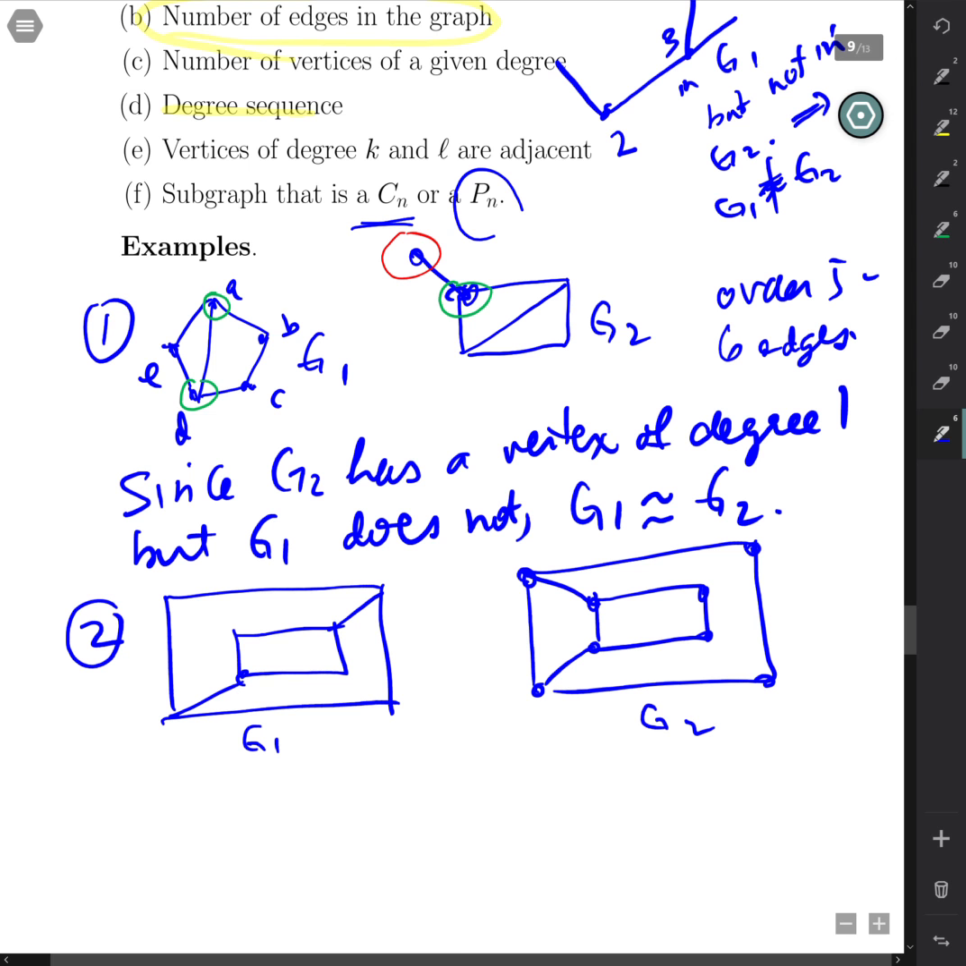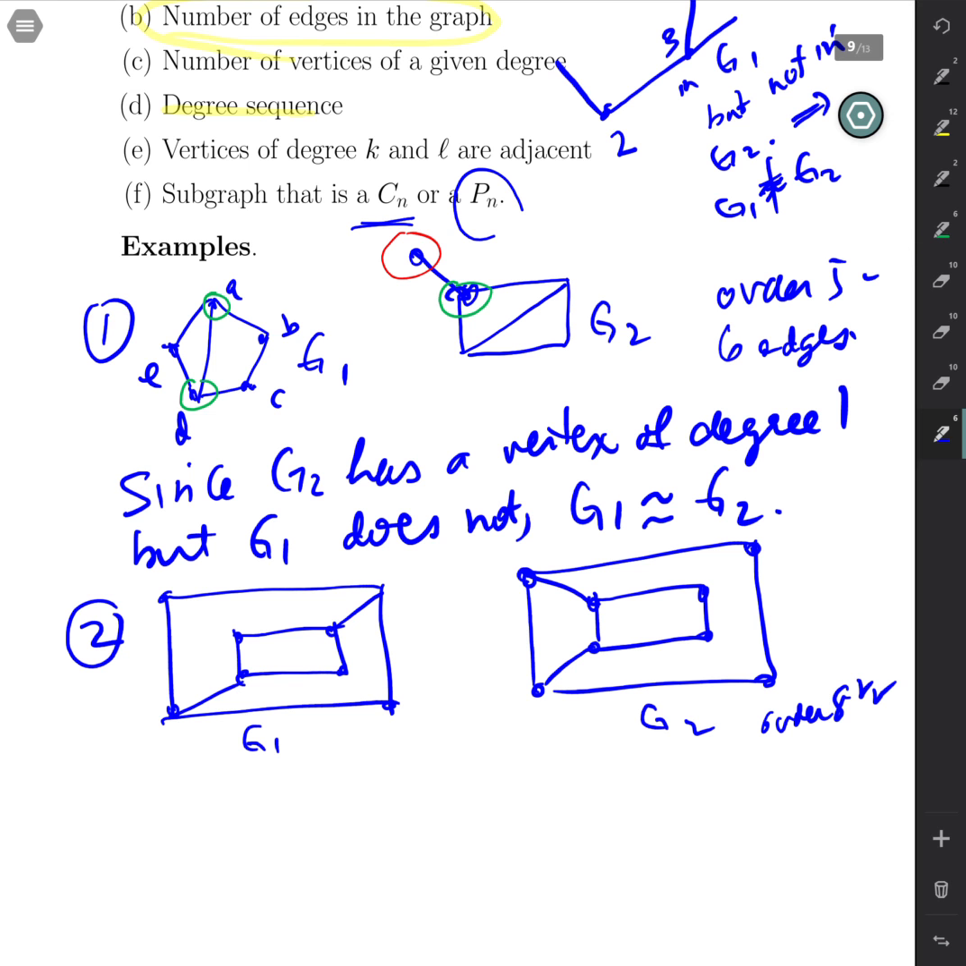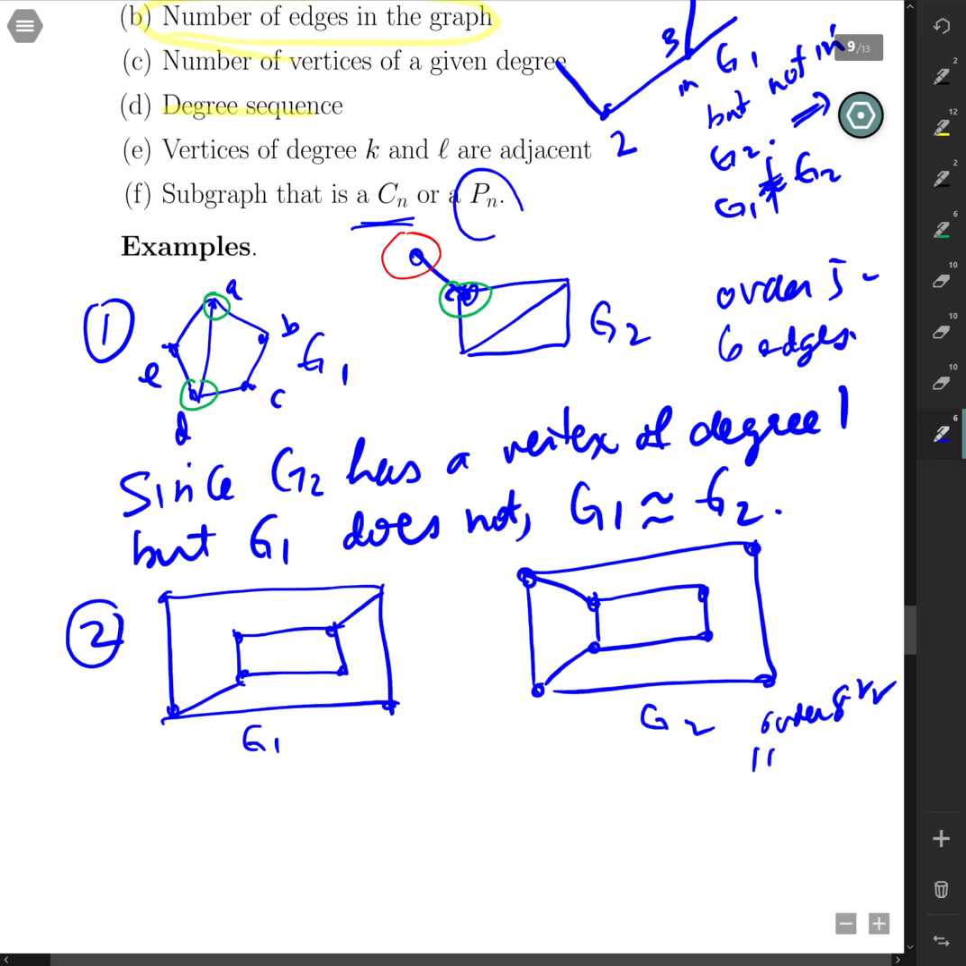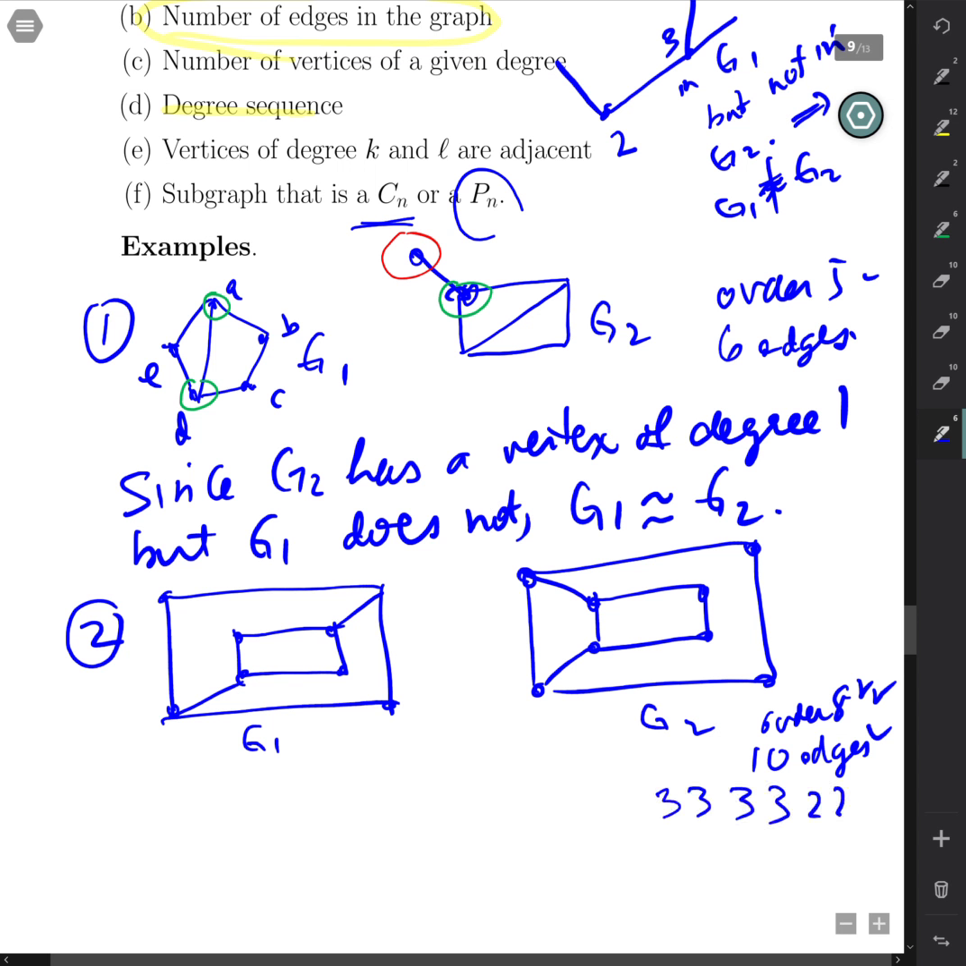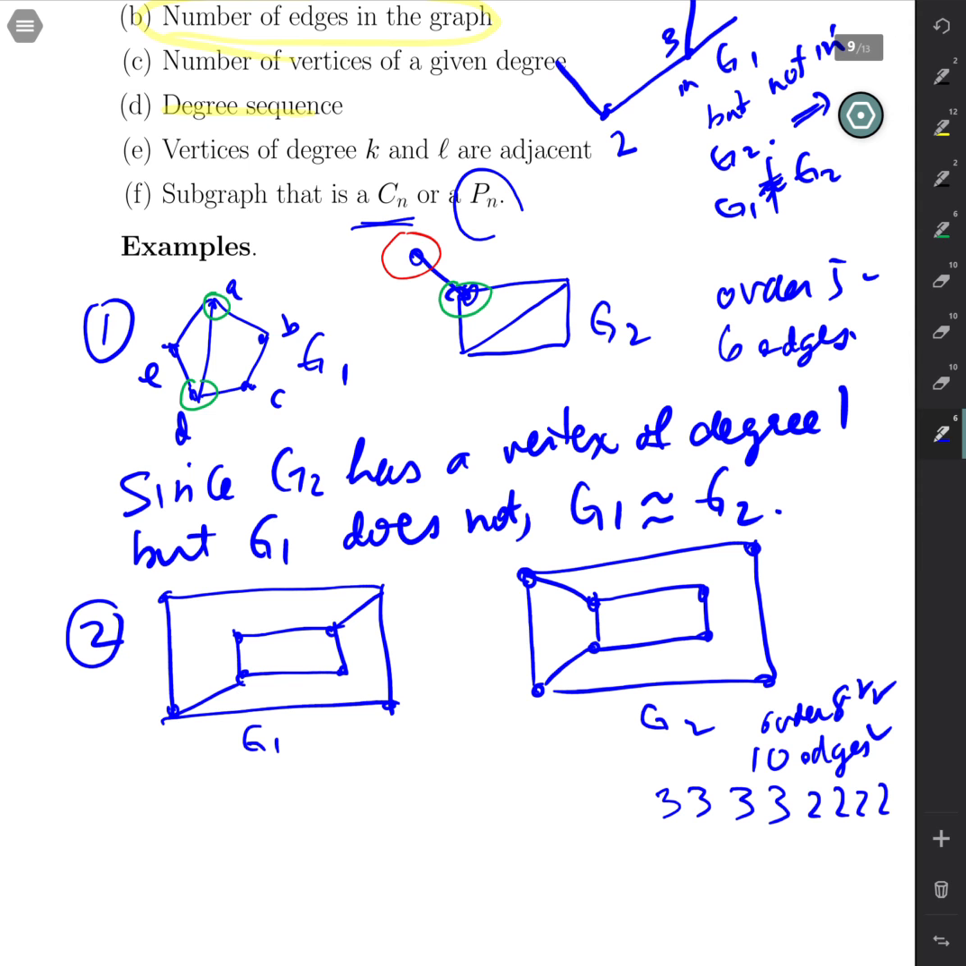They have the same number of vertices, 8, order 8. They have the same number of edges, 10. They have the same degree sequence. So the degree sequence is 3, 3, 3, 3, 2, 2, 2, 2. Guess I got it all. Yeah. Darn. Both of them have that.